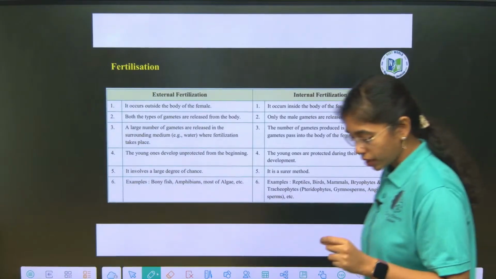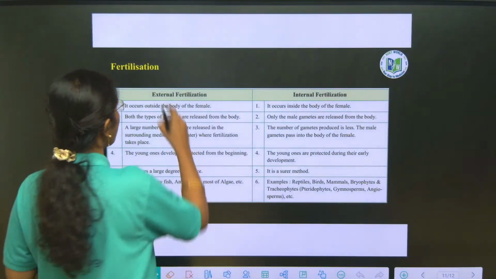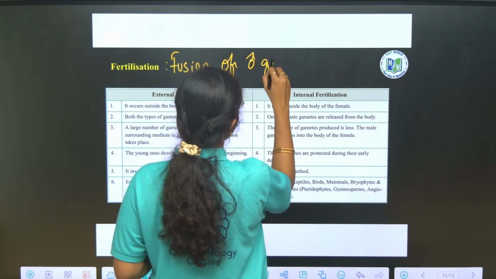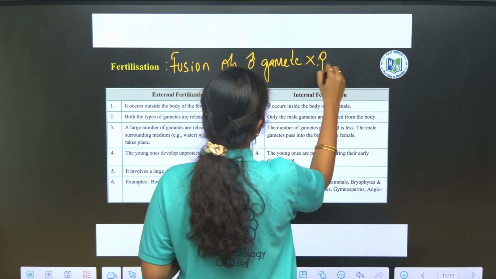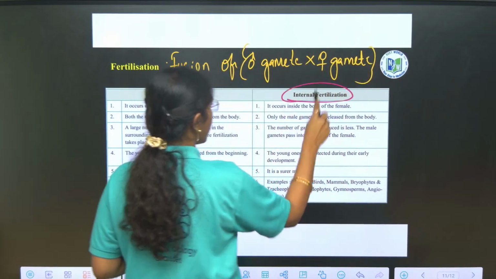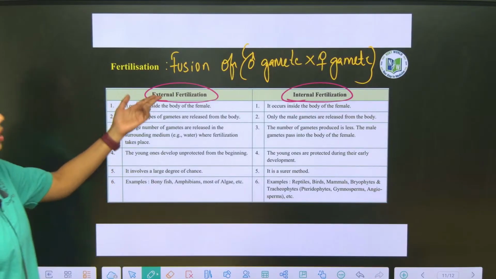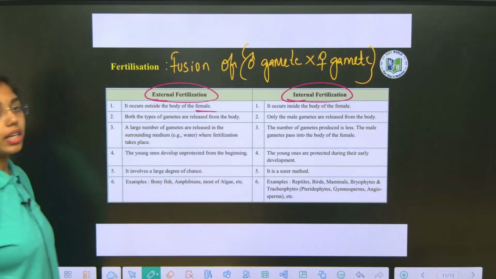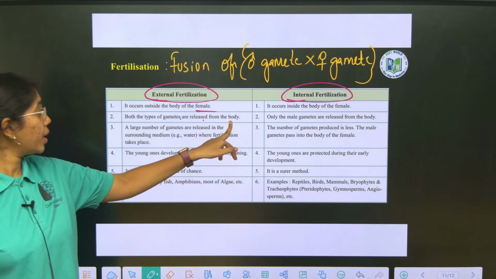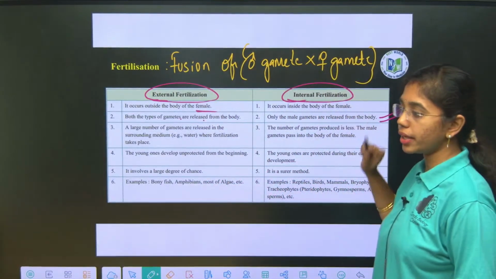Now, once the gamete is transferred, the fusion of male gamete and female gamete is addressed as what? Fertilization. Fertilization is the fusion of male gamete and female gamete. This can happen within the body, which is addressed as internal fertilization, or outside the body, which is addressed as external fertilization. External fertilization occurs outside the body of the female, whereas internal fertilization occurs inside the body of the female. Both types of gametes are released from the body in external fertilization. Only the male gametes are released from the body in internal fertilization.